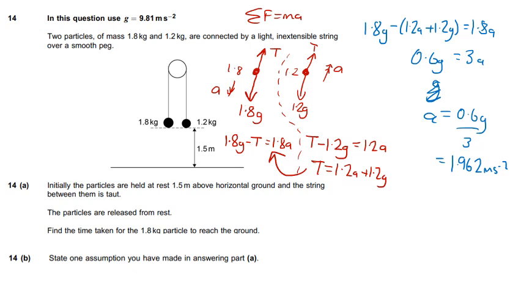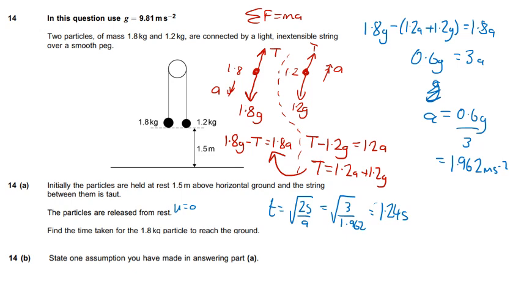Once we've got that, we can just work out the time using suvat. So the time is equal to root 2s over a. This has just come from s equals ut plus a half at squared, and it begins from rest, so u is 0. So we've got root 2 times s, so 2 times 1.5 is 3, divided by 1.962, and that gives an answer of about 1.24 seconds.